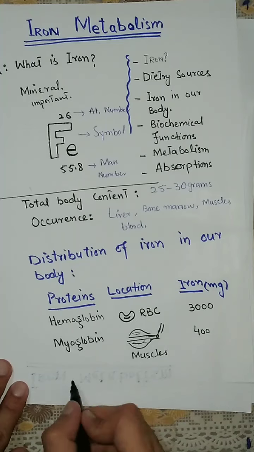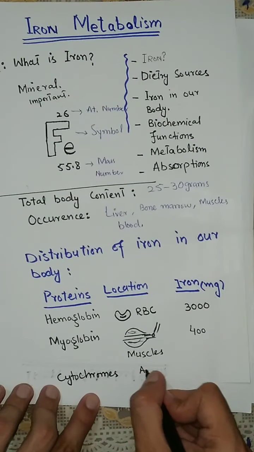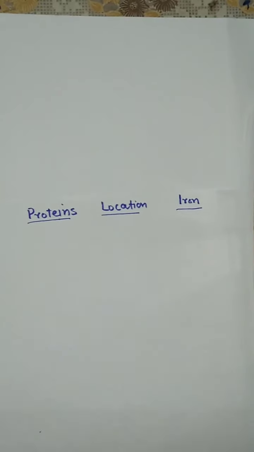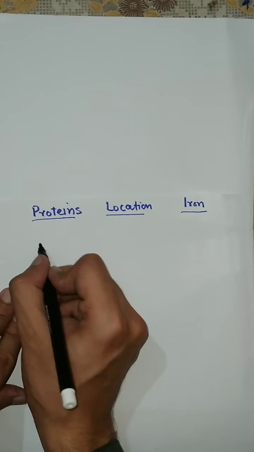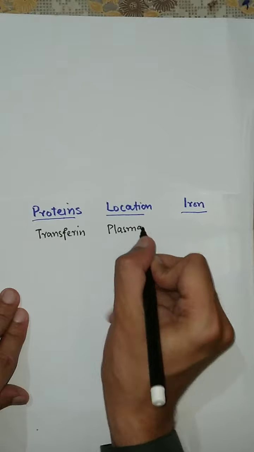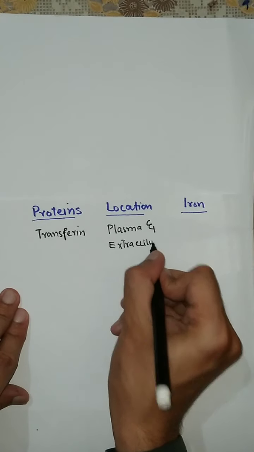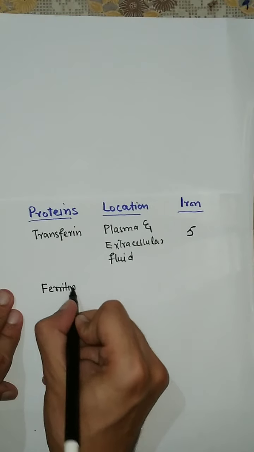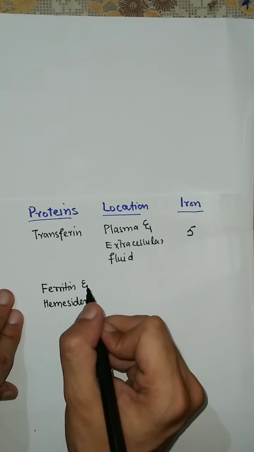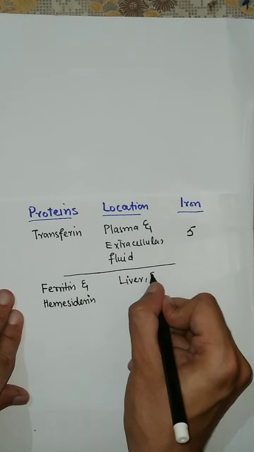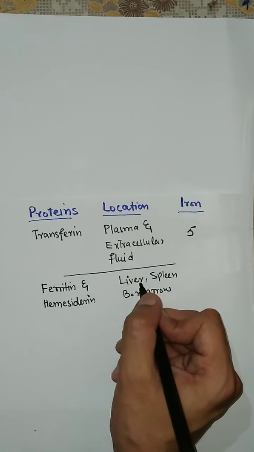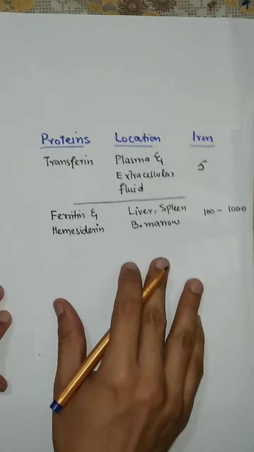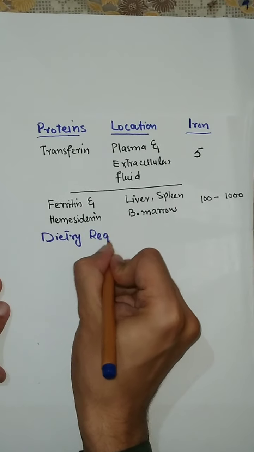Second is myoglobin, which is present in muscle tissues, having 400 milligrams of iron. Transferrin, which is present in plasma and extracellular fluid, contains 5 milligrams of iron. Ferritin and hemosiderin, which are present in the liver, spleen, and bone marrow, contain 100 to 1000 milligrams of iron.